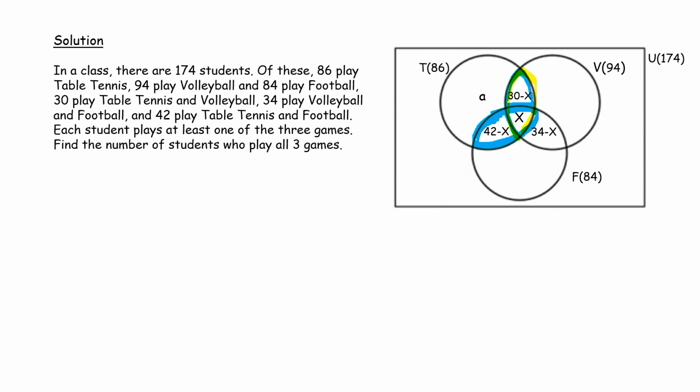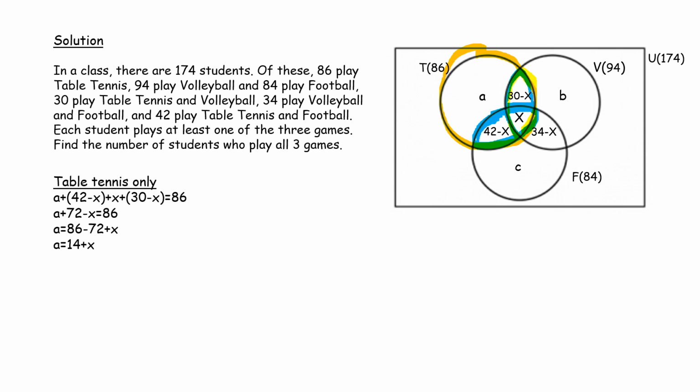Now the region A denotes the number of students who play table tennis only, the region B denotes the number of students who play volleyball only, and the region C denotes the number of students who play football only. So first, let's start off by solving for the letter A, which is the number of students who play table tennis only. To solve for A, you're going to add up all the different regions that make up the circle T and then equate that to 86. You're going to rearrange the terms and solve for A. You find that A is equal to 14 plus X.